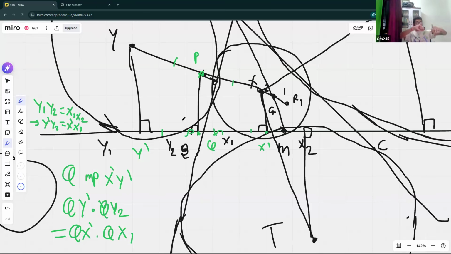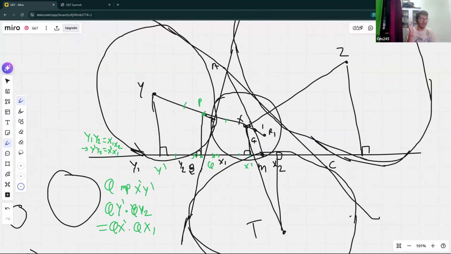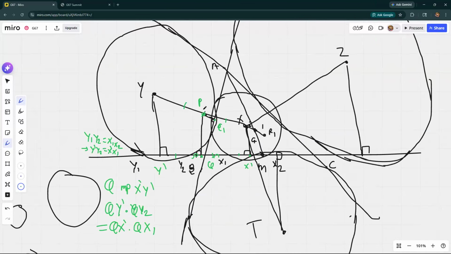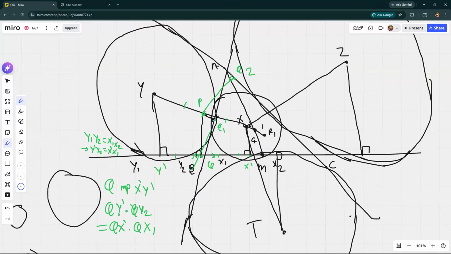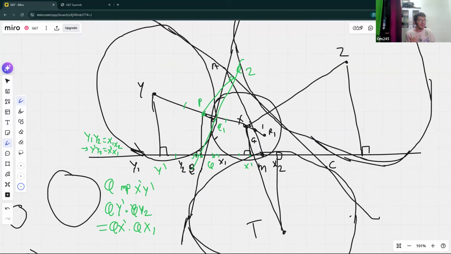Because Q is the midpoint of the chords, and these chords are segmented in equal lengths, Q becomes a point of the same power. And this is true for all sides. So these 3 points are collinear because P lies on circle ABC. They all have equal power with respect to the x circle and y circle, and it's a radical axis.